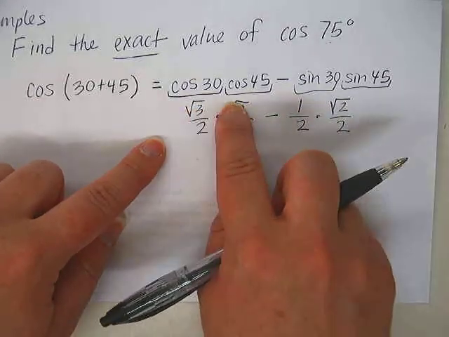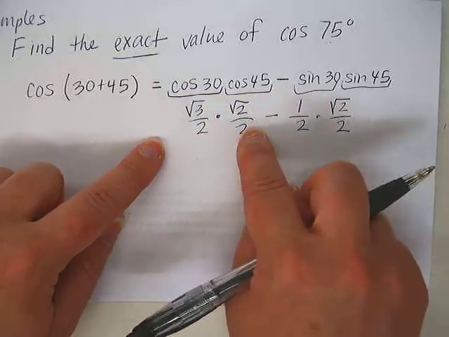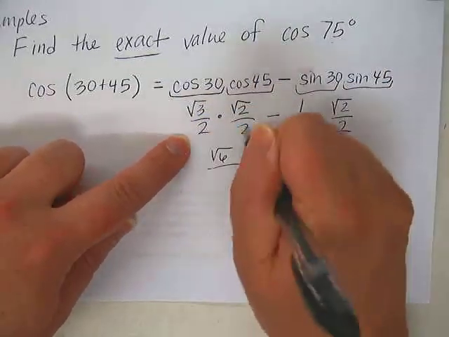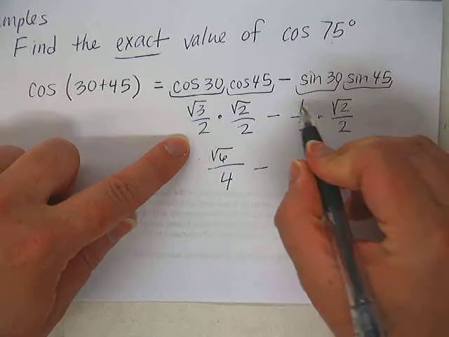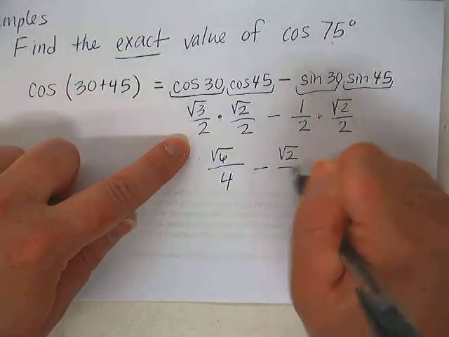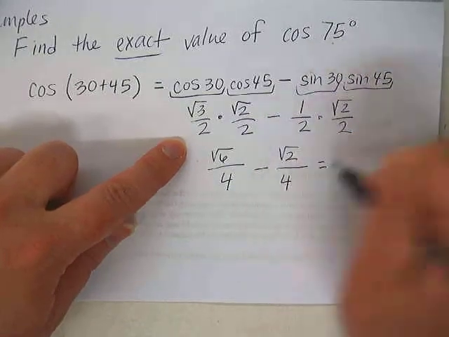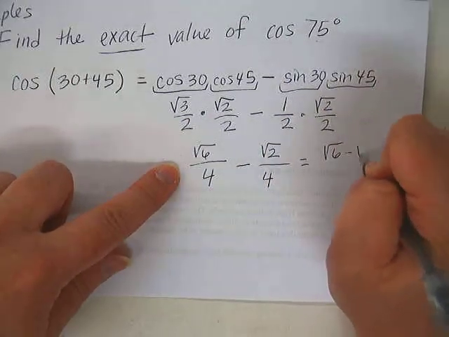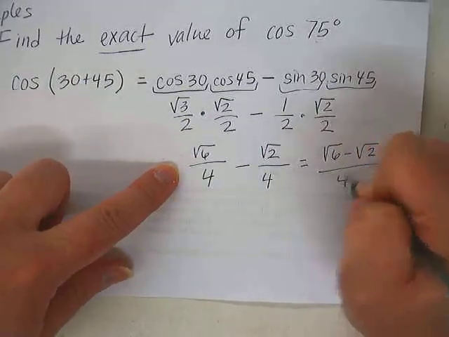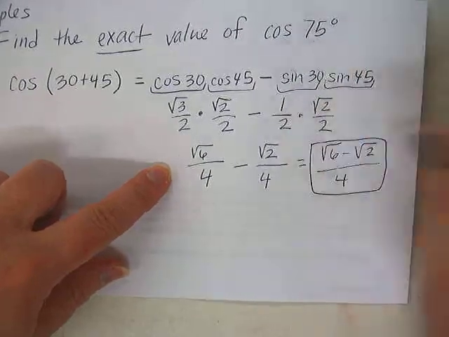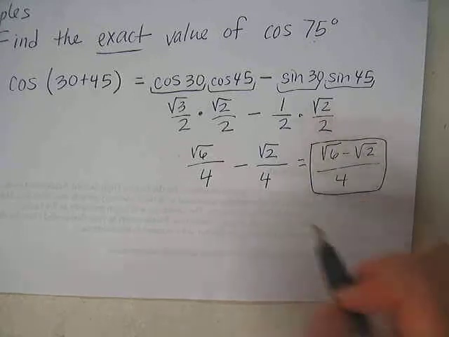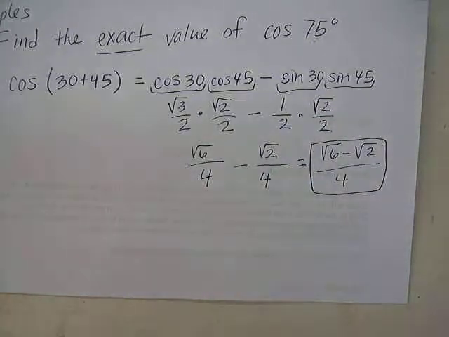Okay, now order of operations says we multiply before we subtract. So we're going to multiply these two fractions together, multiply these two fractions together, and then subtract them. When you multiply fractions, you just multiply the numerators, multiply the denominators. So square root of 3 times square root of 2 is square root of 6, 2 times 2 is 4, and then 1 times the square root of 2 is square root of 2, and 2 times 2 is 4, giving us a complete total answer of square root of 6 minus square root of 2 over 4.